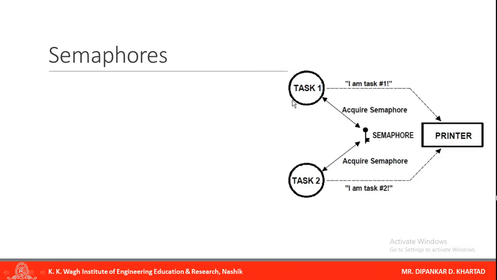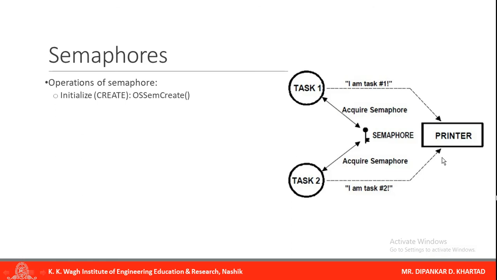So semaphore, task 1, task 2, and this is the shared resource. If task 1 wants the shared resource, it will acquire the semaphore and then it will use the shared resource. After using the shared resource, it will release the semaphore, and then task 2 uses that semaphore to use the shared resource.